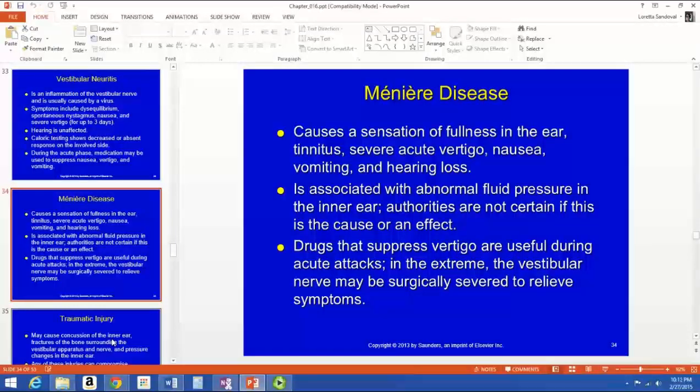A lot of times they'll use the vertigo drugs during acute attacks, and sometimes they surgically sever the vestibular nerve if people are having extreme problems, to relieve the vertigo symptoms. But it's progressive, and besides severing the vestibular nerve, which obviously creates its own problems, there's not really much of a treatment for it besides just treating the symptoms.